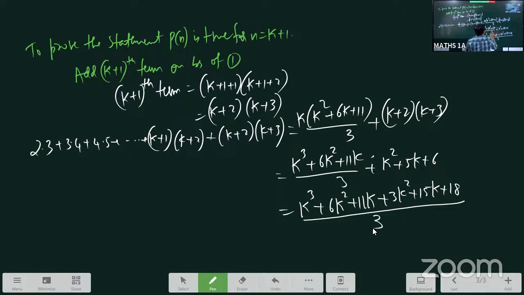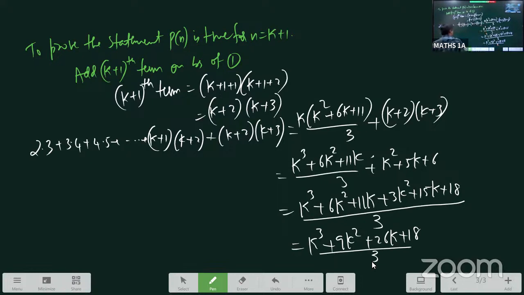k cube plus 6k square plus 11k. 3k square, 3 5s are 15, 3 6s are 18. Okay, that is k cube plus 9k square plus 26k plus 18, all divided by 3.